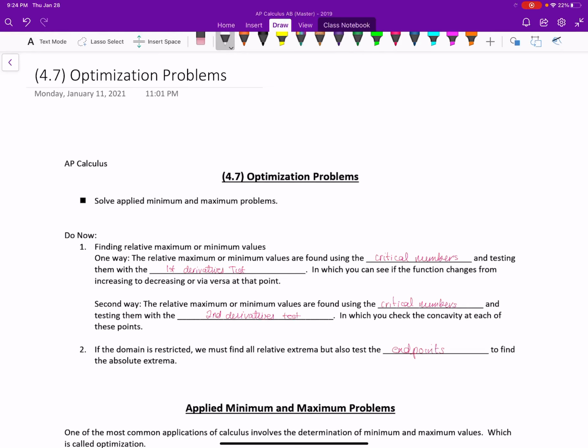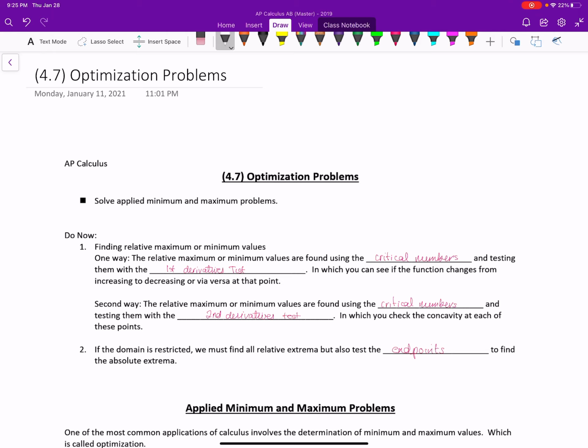So 4.7, optimization problems. Here is where we put basically all of the pieces together in an application, when we are looking for the first derivative and the second derivative. In some cases, we need to use the first derivative test. The second derivative test could be easier. It kind of depends. Or you could use the EVT, the extreme value theorem, where you just test the endpoints, if that particular problem has endpoints, against the relative maxes and mins. So it just kind of depends on the problem.